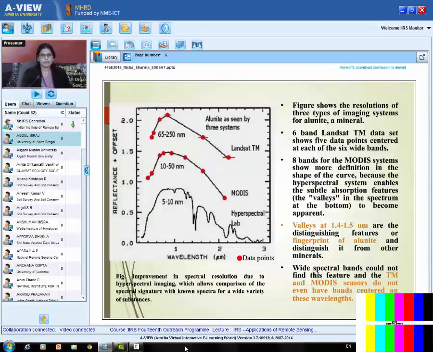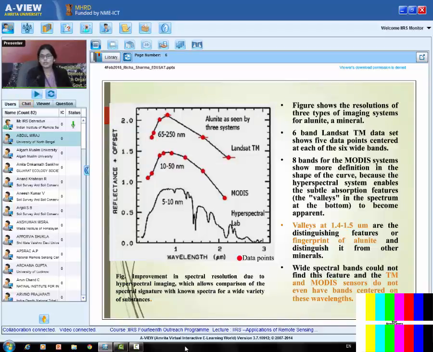Now, again, the comparison: these 6 points we will be able to generate with Landsat TM, and with MODIS, because it has 8-band data, we can generate 8 bands, and with hyperspectral data, the average data, a continuous spectrum can be generated.